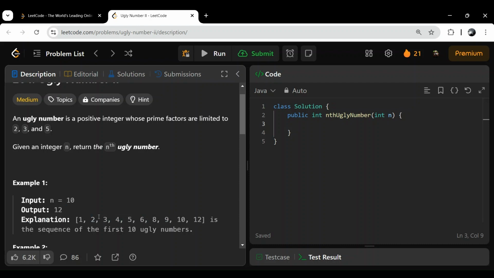So similarly, if we multiply all three prime numbers with previous ugly numbers, we will get new ugly numbers. In this way we can find the ugly numbers, and from that we have to return the nth. So how will we return the nth? For 1 we got 2, 3 and 5, but if we place 2, 3, 5, then 4 will come after this.